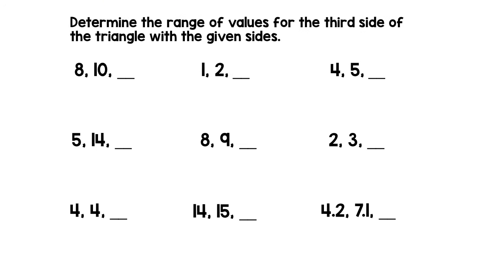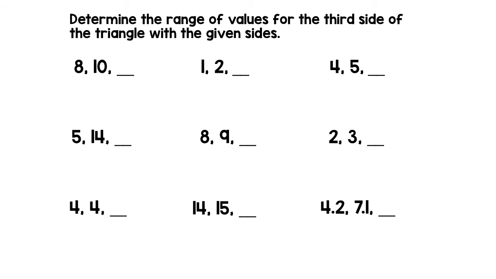Let's try some more of these. To determine this range, the next part is: determine the range of values for the third side of the triangle with the given sides. We're going to do a very specific order here. We're going to do x plus the smaller number. Of the smaller numbers, I've got 8, and that has to be greater than the biggest number, 10.